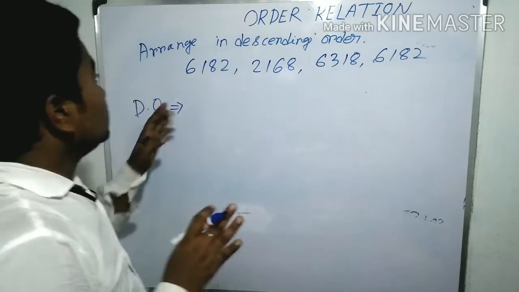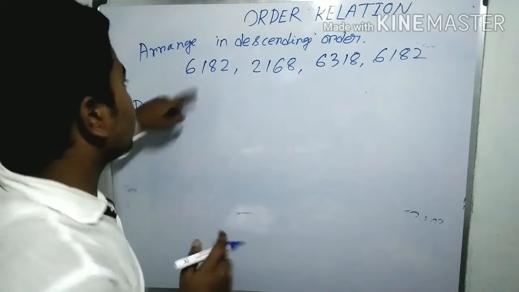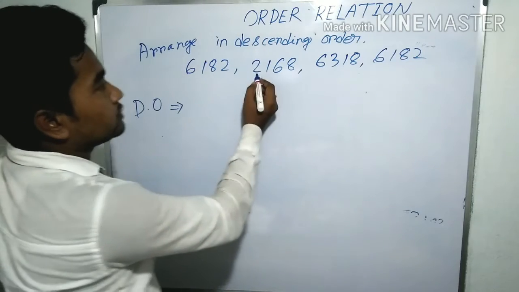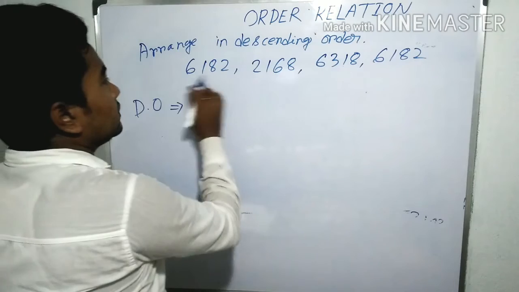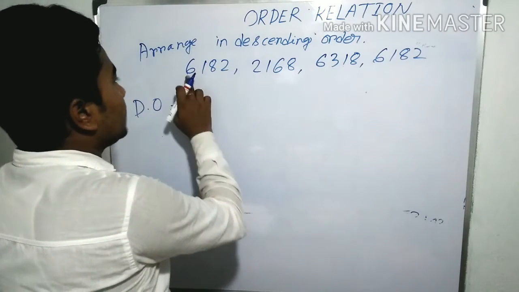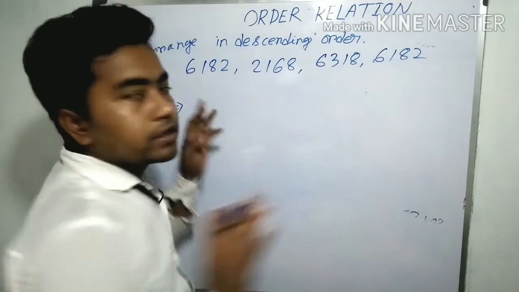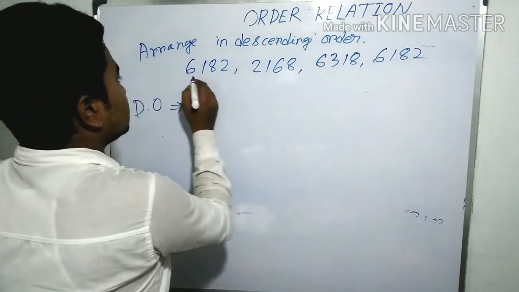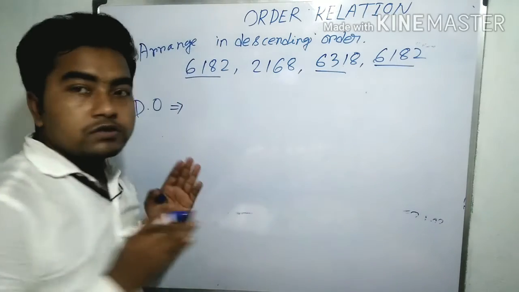So we compare the first digit. The first digit here is 6, here is 2, here 6, here is also 6. As 6 is greater than 2, either this number or this number or this number is the greatest. So for these three numbers, first compare the second digit.